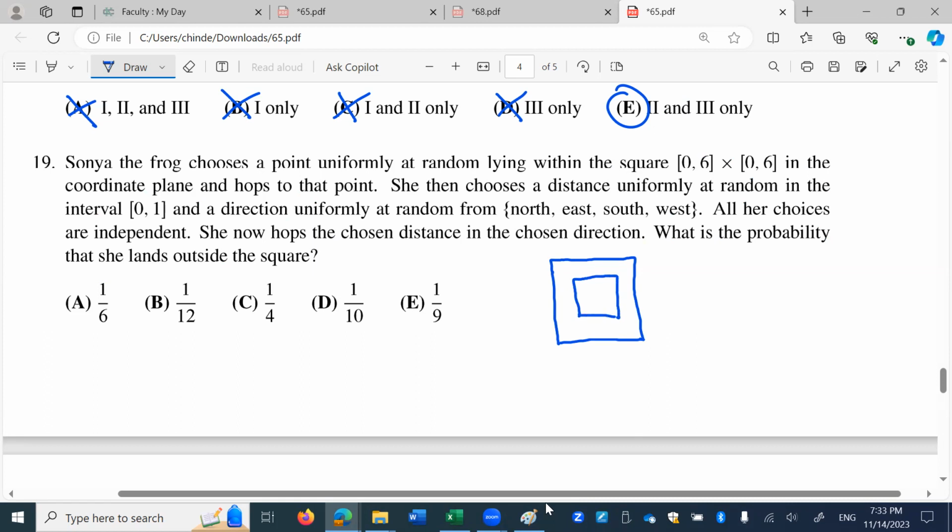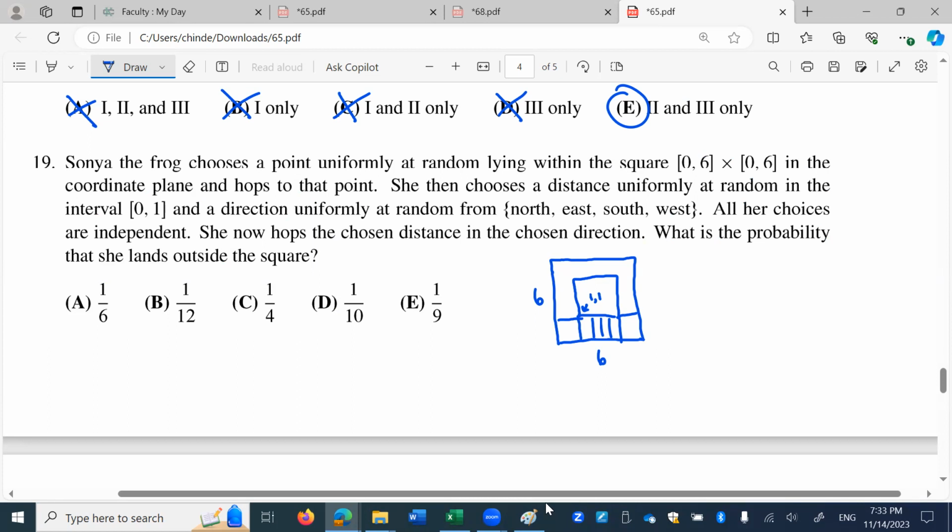So what I'm thinking is that we have a 6 by 6 square to begin with. If she's not within 1 unit of the edge, she can't possibly jump out. Diagram not to scale. If I chop the 6 by 6 square up into unit squares, she has to be in one of the unit squares that border the edge. So let's start with that.